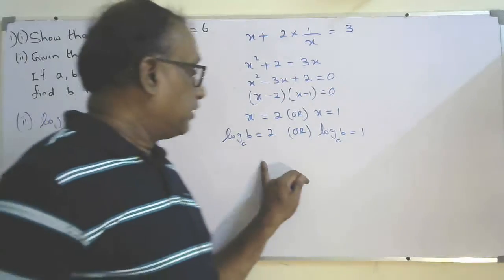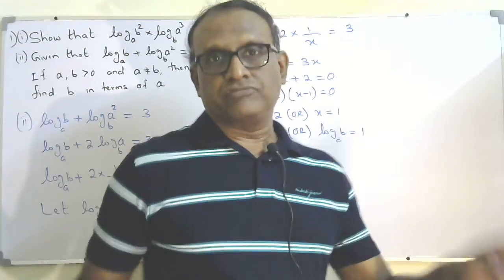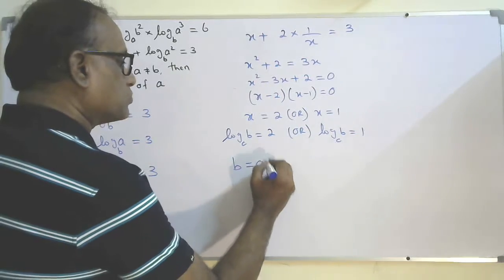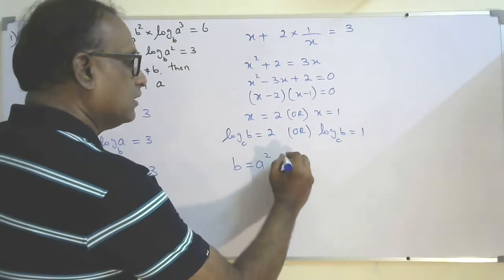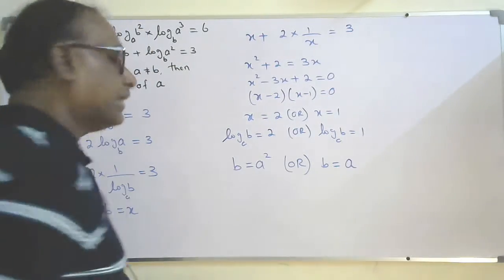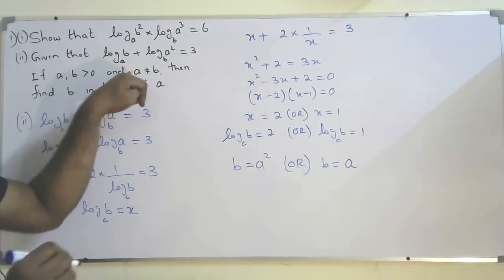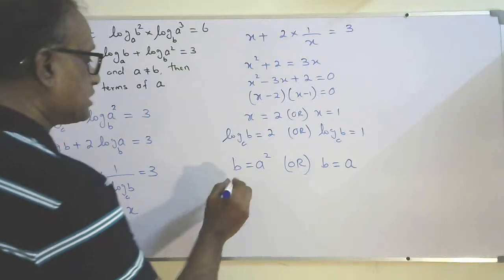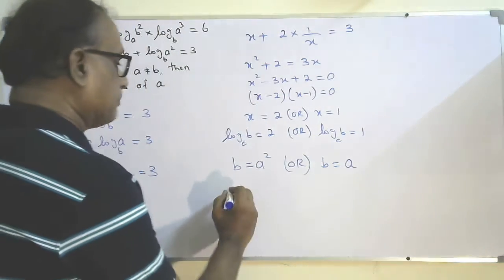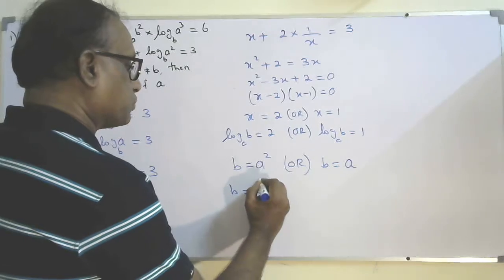Right, now if I use the basic definition of logarithm, from this I can write b equal a squared or b equal a to the power 1, that is a. Right, but they are saying a not equal to b. So the final solution is the relationship between a and b is b equal a squared.